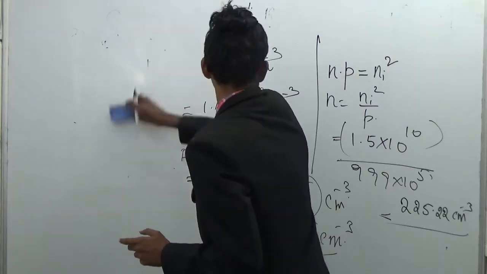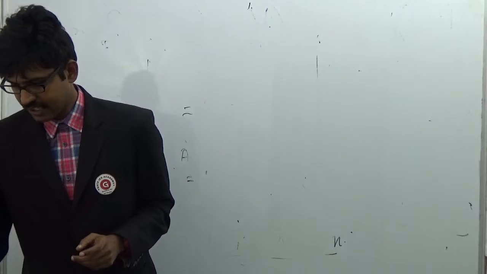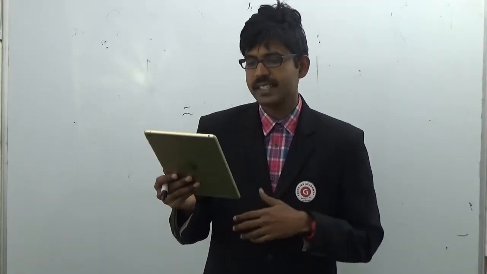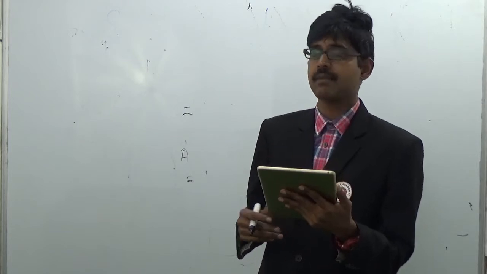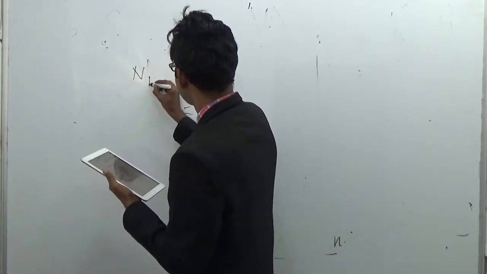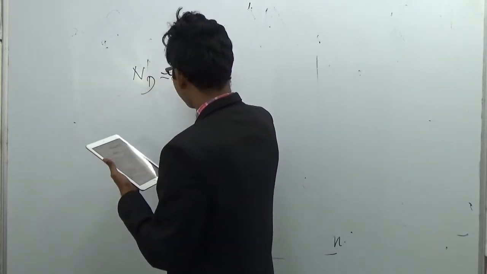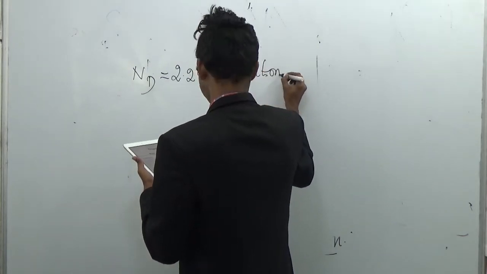We will also solve one more example in this section. Yes, here a question is given. It's also a 2014 question. A silicon bar is doped with donor impurities Nd, which is equal to 2.25 into 10 to the power 15 atoms per centimeter cube. So the donor concentration is given in the question. It is 2.25 into 10 to the power 15 atoms.